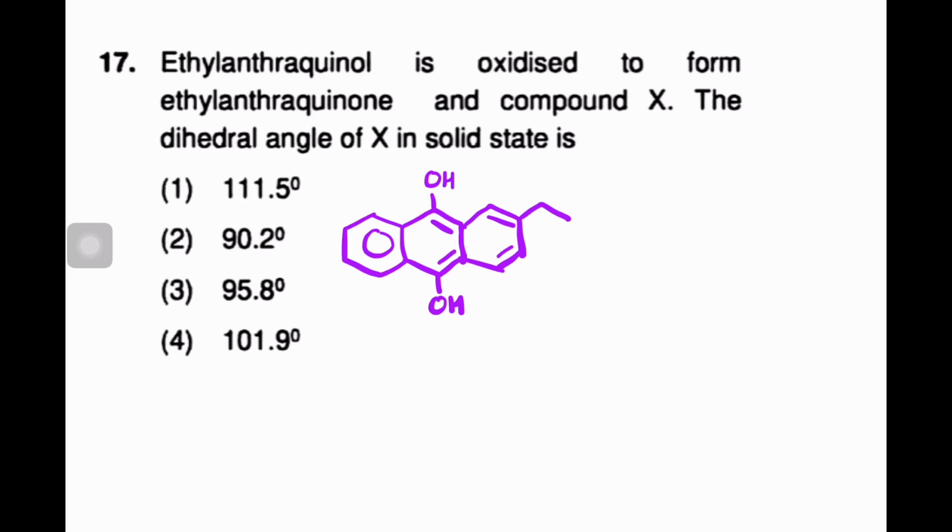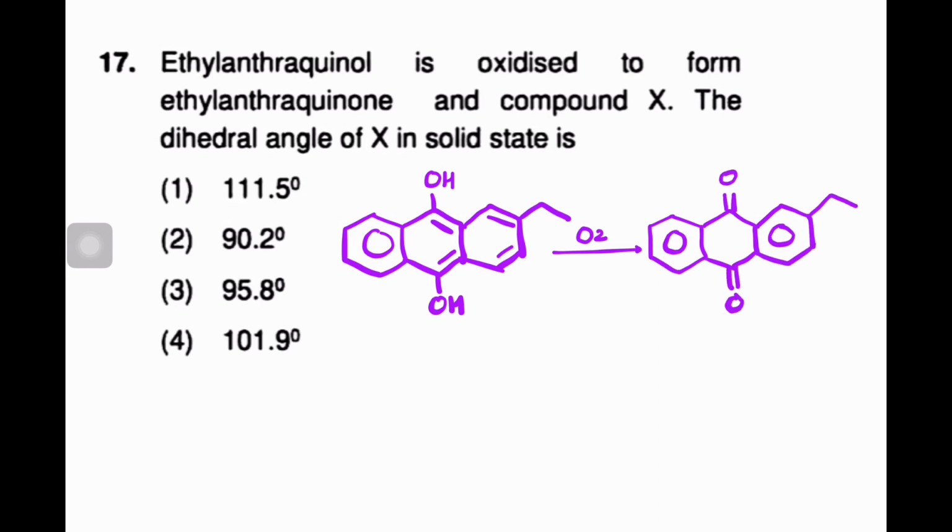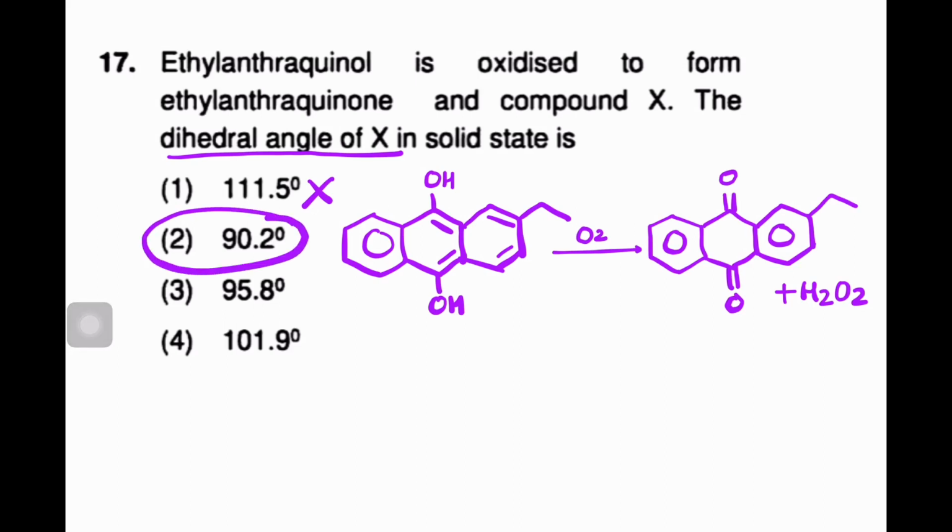Now when it is oxidized, we get hydrogen peroxide and ethyl anthraquinone. So ethyl anthraquinone will be this one, and the other product we get is hydrogen peroxide. So X is hydrogen peroxide and they are asking you the dihedral angle. In NCERT the structure is given in solid phase as well as gas phase. In solid phase the dihedral angle is 90.2, whereas in gas phase it is around 111.5. So this is the gas phase angle. They are asking you the solid phase, so the correct answer should be 2.